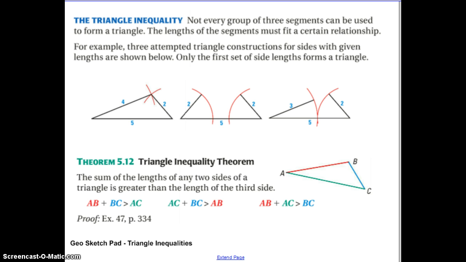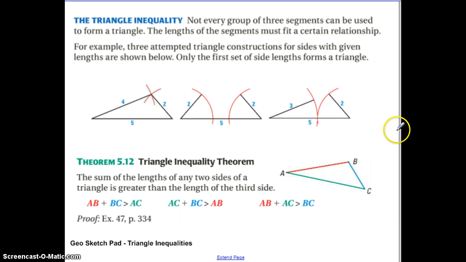Alright, now we're going to start talking about the lengths of the sides. Not every group of 3 segments can be used to form a triangle. The lengths of the segments must fit in a certain relationship. For example, 3 attempted triangle constructions for sides with given lengths are shown below. Only the first set of side lengths forms a triangle. So here we have a 4, 5, and a 2; a 2, 3, and a 5; and a 3, 5, and a 2.